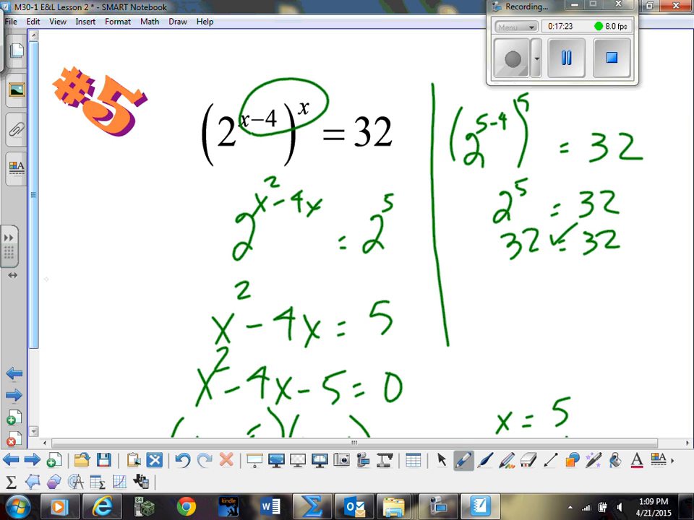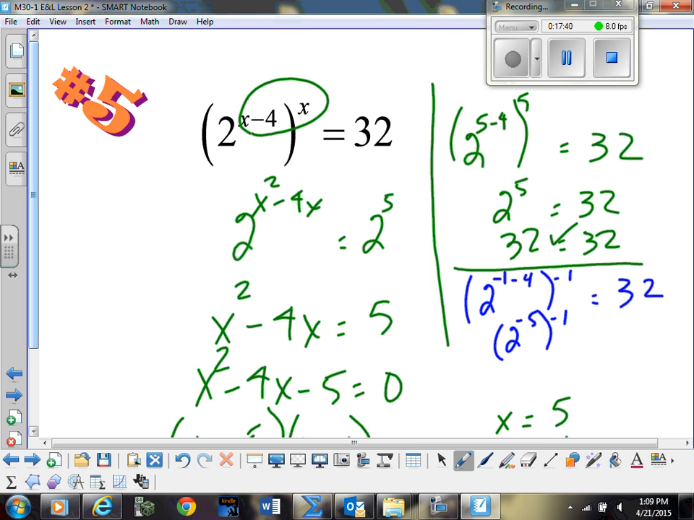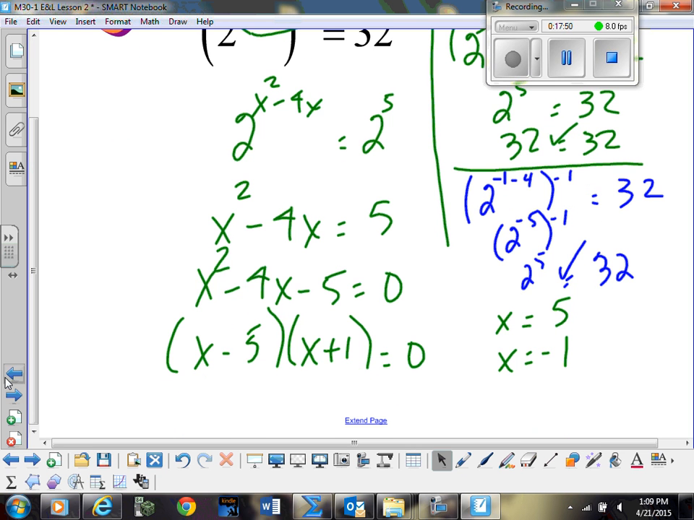Our other choice was a negative 1. Let's see if negative 1 works. If we have 2 to the negative 1 minus 4 raised to the negative 1, is that going to equal 32? Well, this is 2 to the negative 5. Negative 5 times negative 1 is positive 5. So yes, that works. I cut off my check there so I wouldn't run into the next part, but both of those are solutions, and we wouldn't know that unless we check.